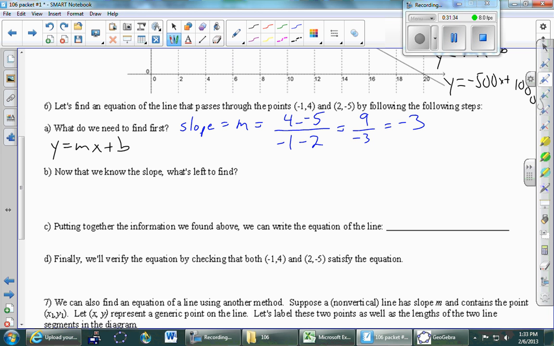I got -3. Anybody else get that? Okay, so we've got our slope of -3. So here's what we're going to do. We're going to update our equation. Instead of y equals mx plus b, we're going to put y equals -3x plus b.